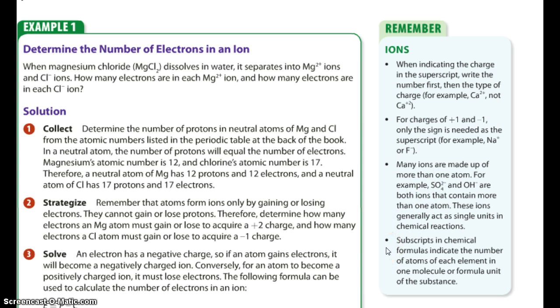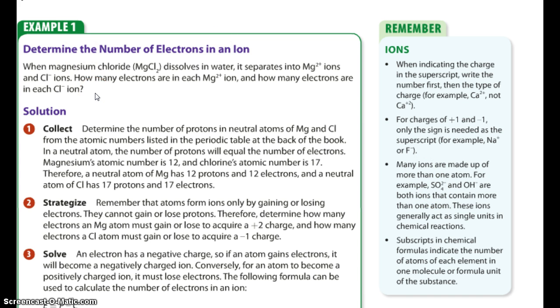Subscripts in chemical formulas indicate the number of atoms. Okay, so subscripts, meaning the tiny number like this, the 4 in SO4. So subscripts in chemical formulas indicate the number of atoms of each element in one molecule or formula unit of the substance. So again, that 4 means that there are 4 oxygens.